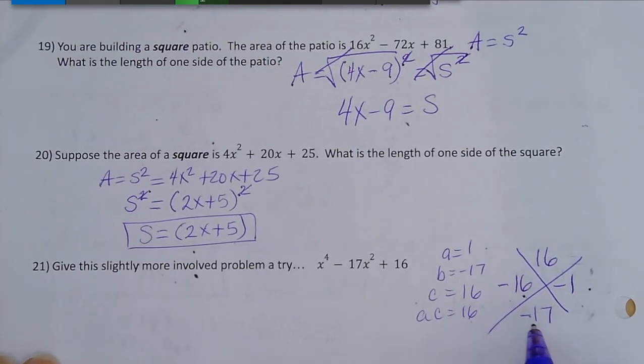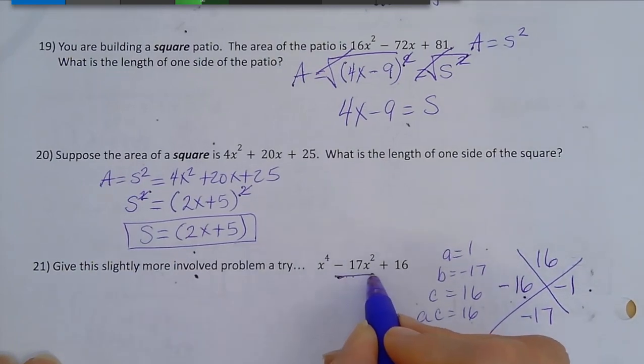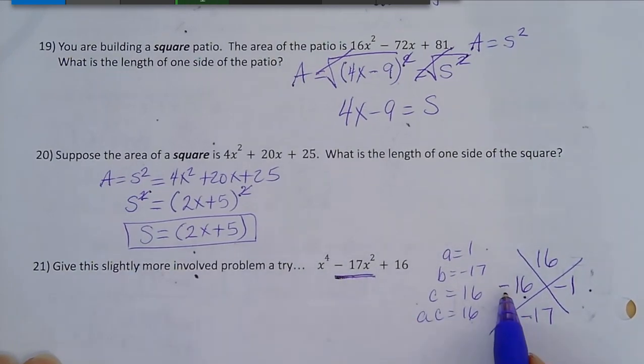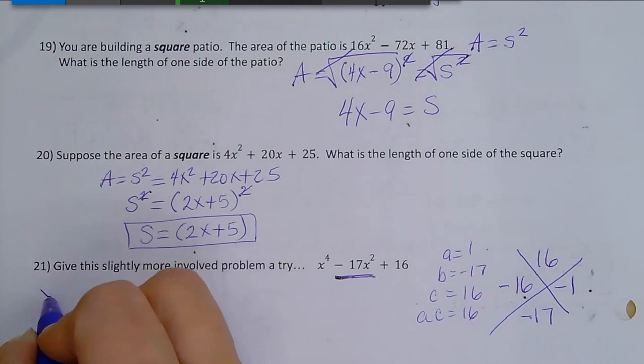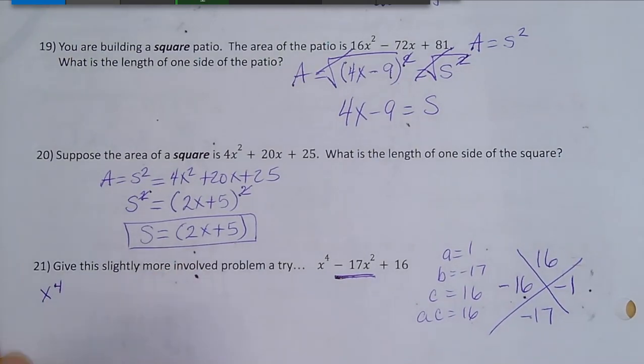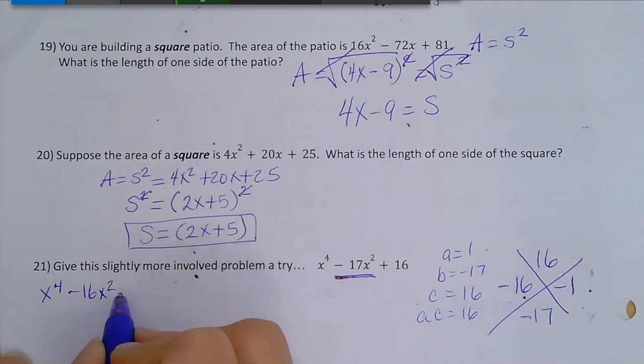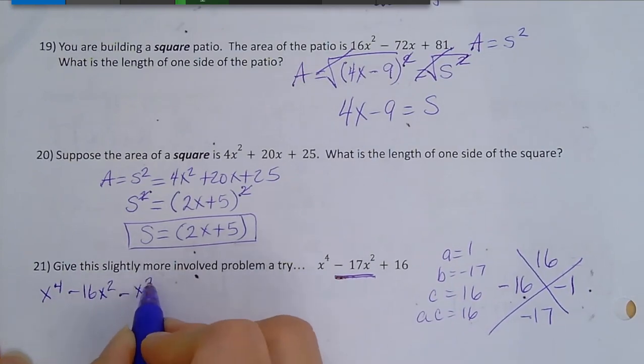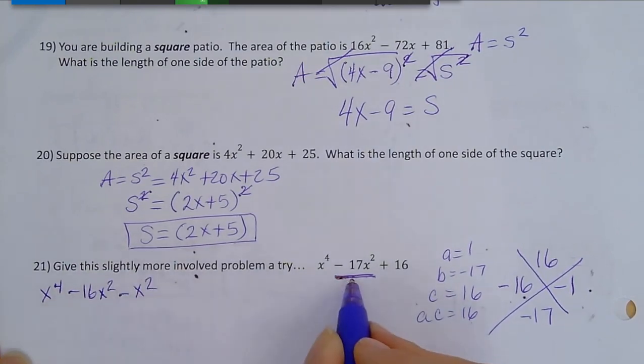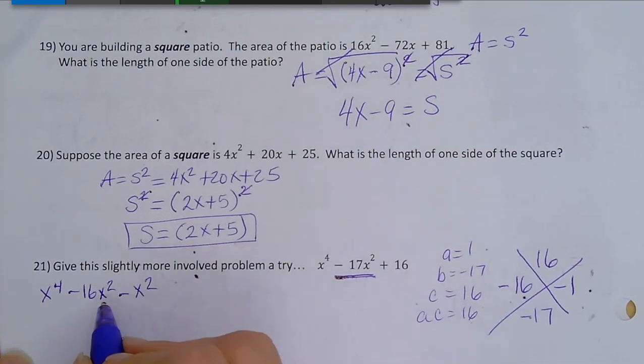So let's see if we can do this by grouping, maybe. Instead of saying negative 17x squared, I'm going to break it up into negative 16x squared minus 1x squared. So let's do it by grouping. I have x to the fourth, minus 16x squared, minus x squared. That is the same thing as negative 17x squared, okay? And then plus 16. The only thing I changed was that center term.